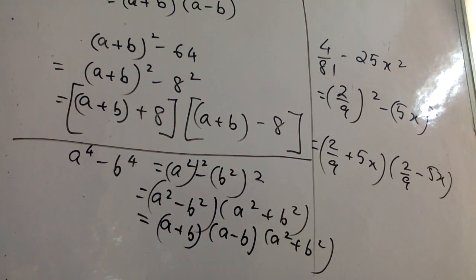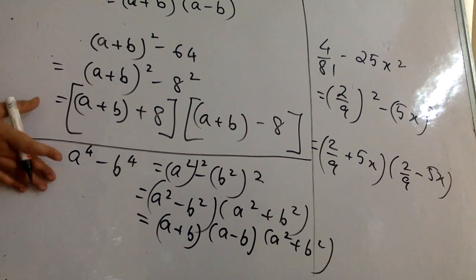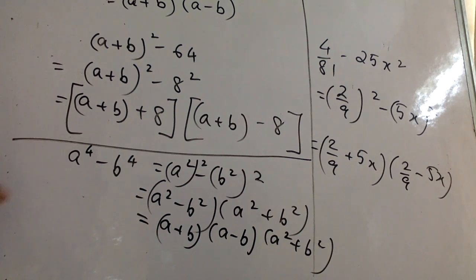Okay, so we'll stop here today, but we have lots and lots more varieties of this particular identity, that is difference of squares. So I think I'll need a full video on only difference of squares. So my third video on factorization is going to be solely on difference of squares type of sums.